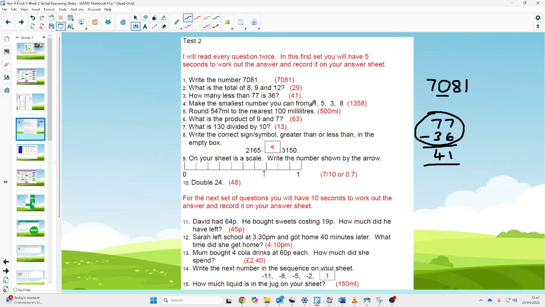Make the smallest number you can from 1, 5, 3 and 8. So of course it's 1 in the thousands, 3 in the hundreds, 5 in the tens, and then the bigger number of course goes into the units column.